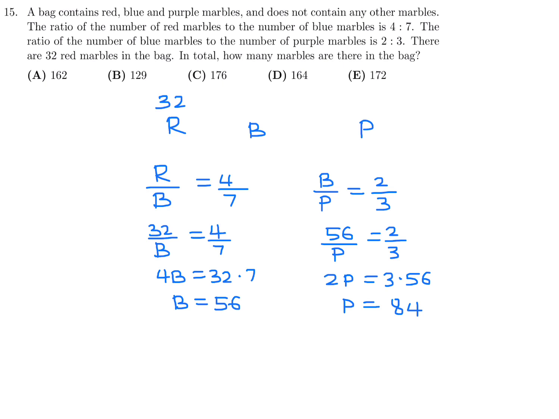So we've got it all. We've got B is 56, P is 84. So now how many marbles are in the bag in total? Well, we just have to add them. And when you add them, 32 plus 56 plus 84, you get 172. And therefore, number 15, the answer is E.